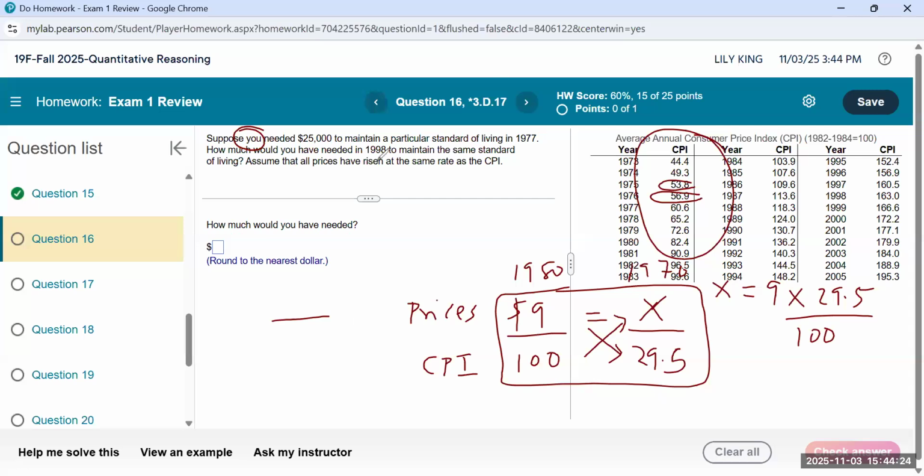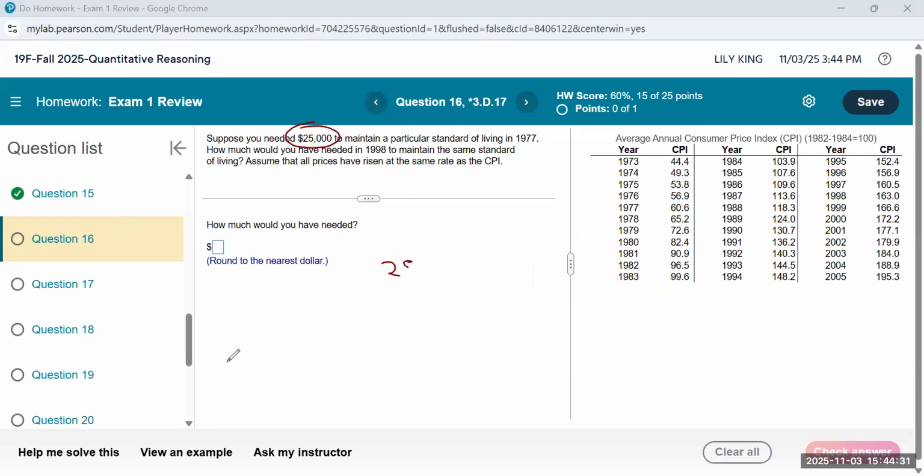All right, another CPI problem. Question 16. So again, you take the price of 25,000. You divide that by the CPI for that year. So year 1977, the CPI on the table is 60.6. Now equal to, we don't know the price for the year 1998, so that is X. And the CPI for 1998 on the table is 163.